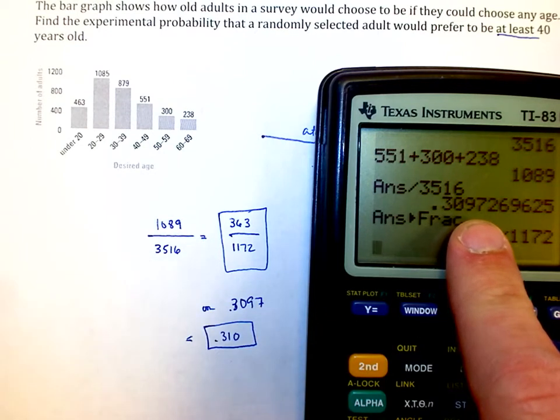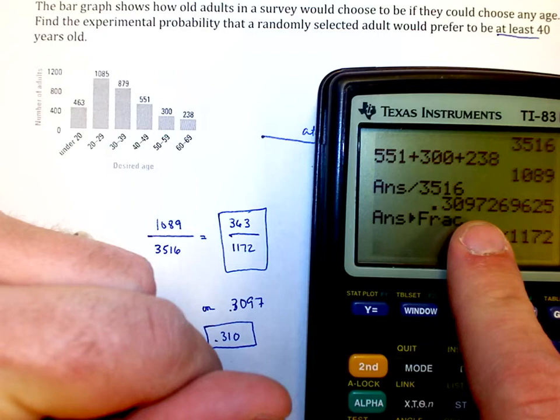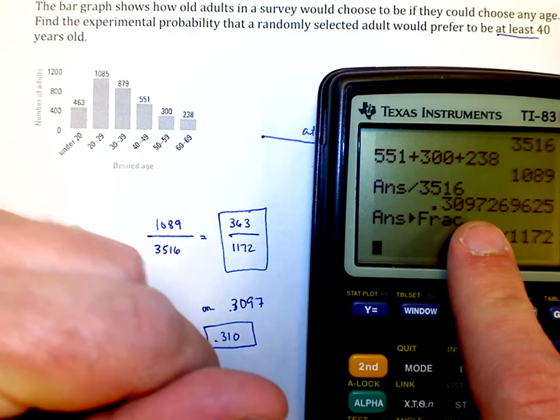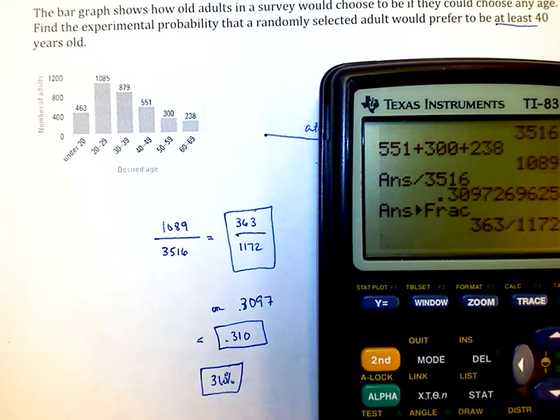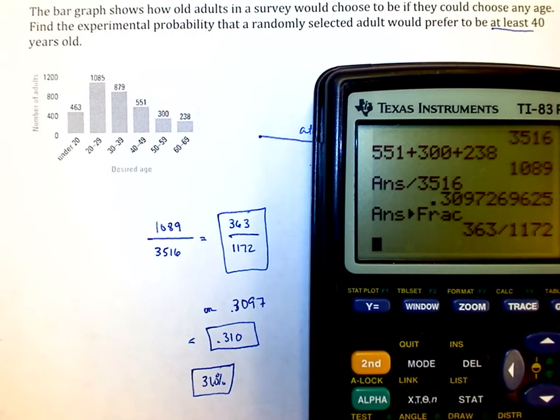I could state it as a decimal. Or I could say 31% chance, 31.0% chance that the person that I randomly ask is going to say that they prefer to be at least 40 years old. So experimental probability, pretty simple.